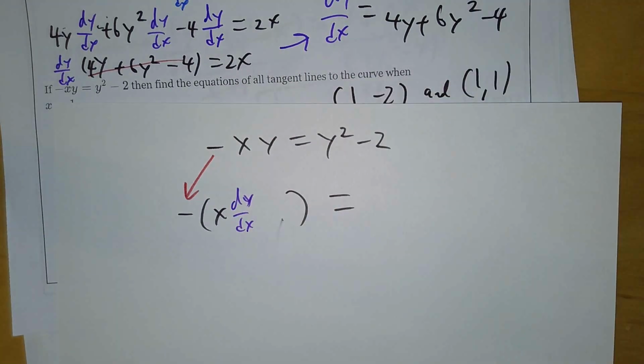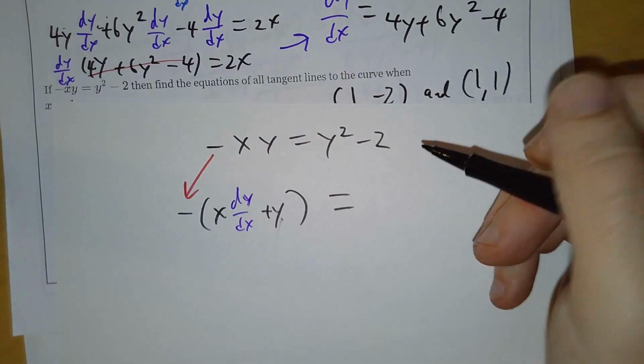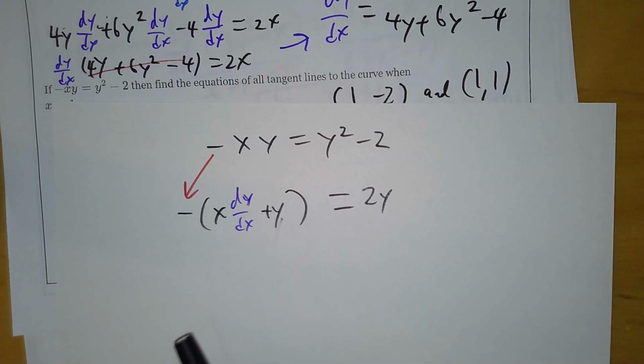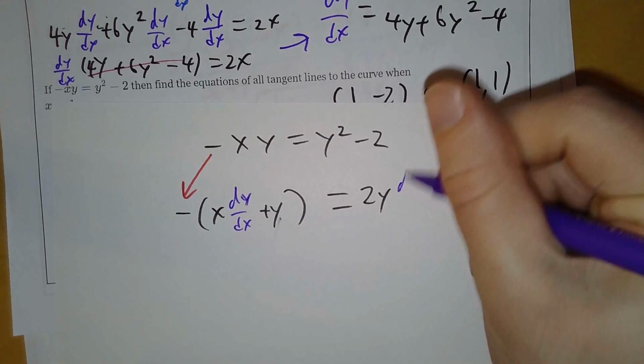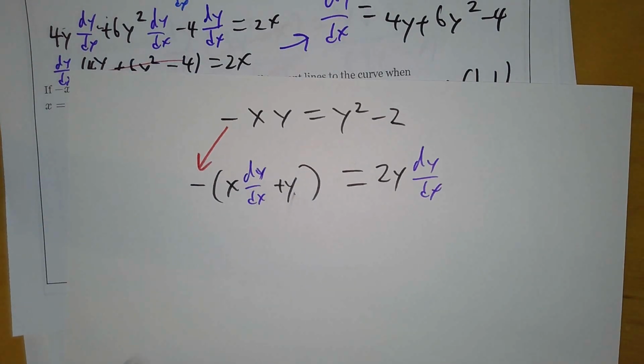Left d right plus right d left is just plus y. We're done. Equals 2y dy/dx. Okay. And then negative 2 is 0. Right? Okay. So here we go.